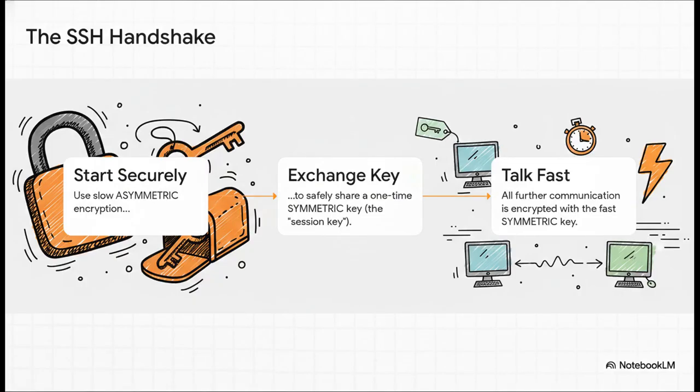This is the SSH handshake in action. First, your computer and the server use that slower but super secure asymmetric mailbox system for just one thing, to safely create and share a brand new one-time use symmetric key. We call it the session key. And once that's done, they switch. From that point on, the entire conversation is encrypted with that lightning-fast session key. It is truly the best of both worlds.